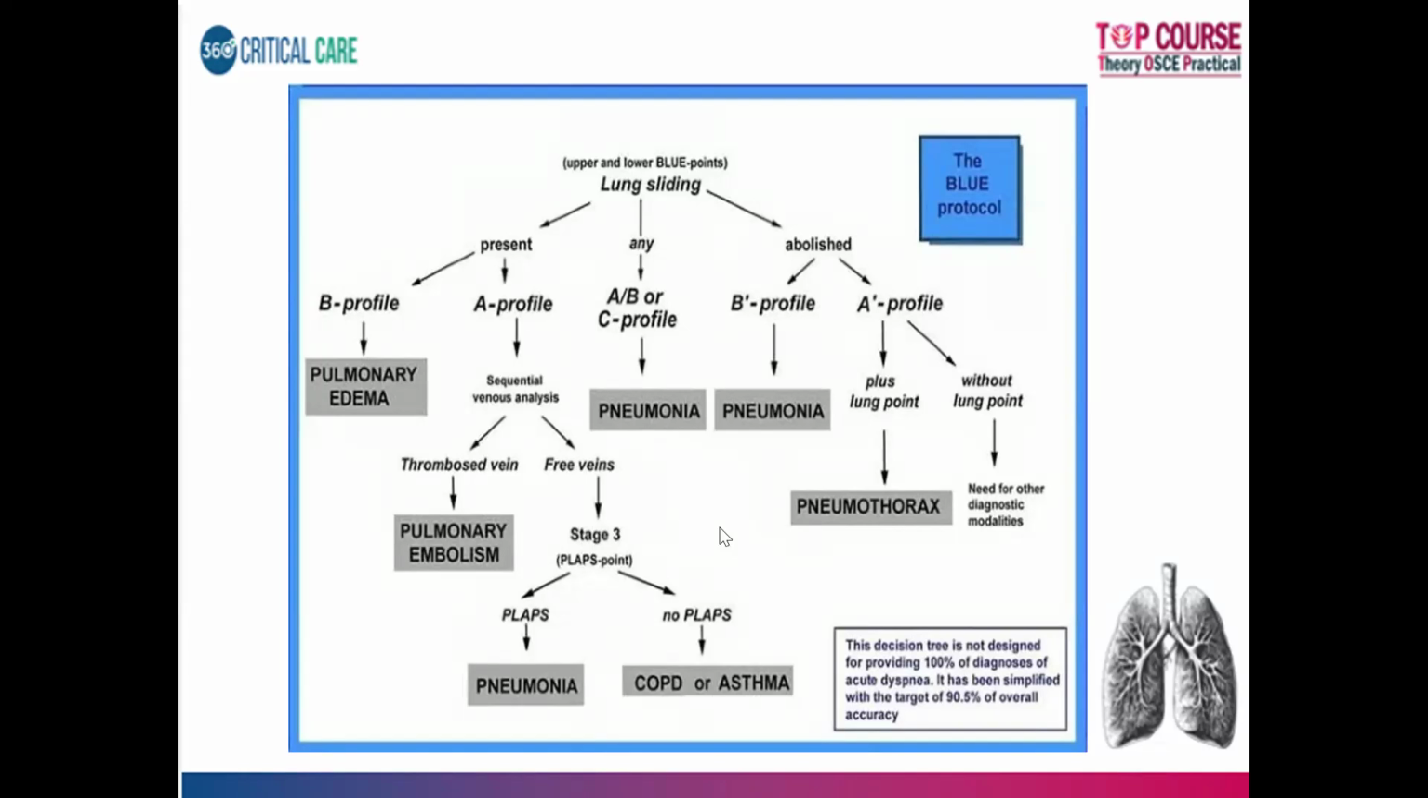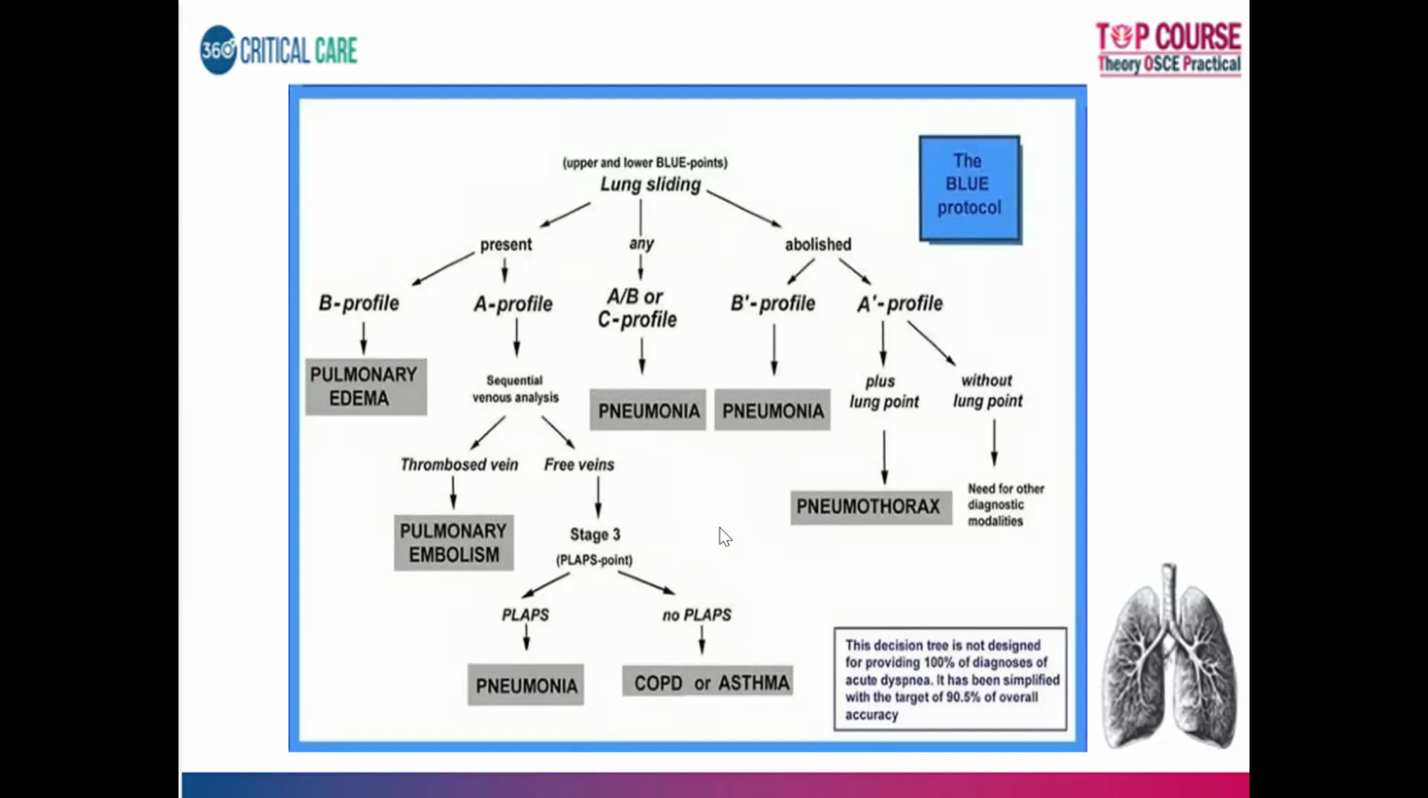If the PLAPS point is showing some consolidation, then it is pneumonia. If it is not showing anything, then it is just an acute exacerbation of COPD or asthma. In COPD and asthma, you can still see an A profile and lung sliding being present. In a very small pneumonia, you can also see lung sliding with an A profile, wherein a B profile need not be present. So this is also a possibility.